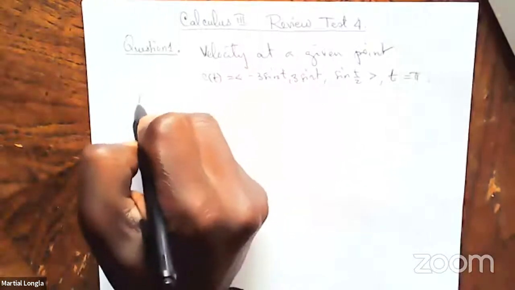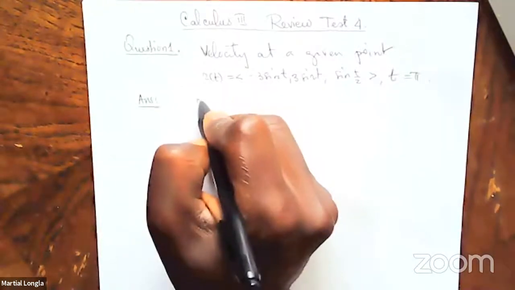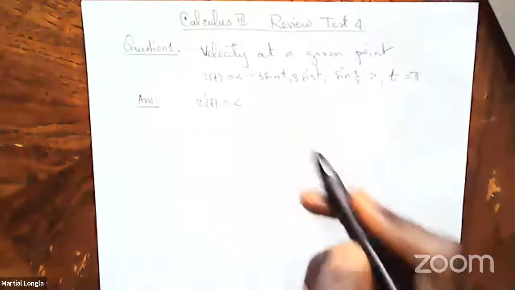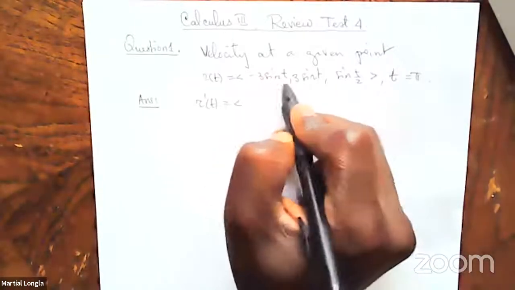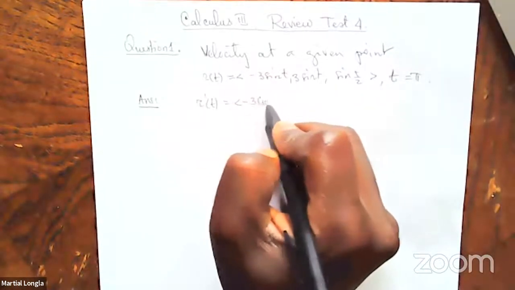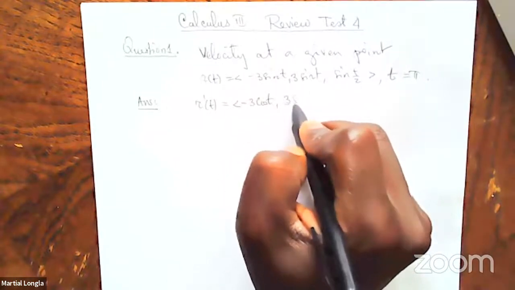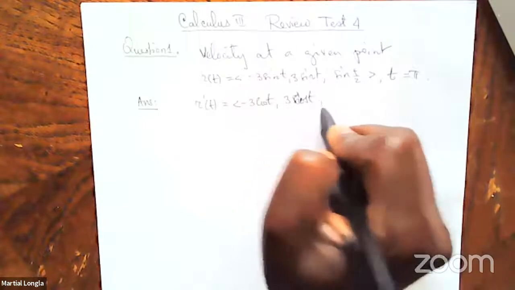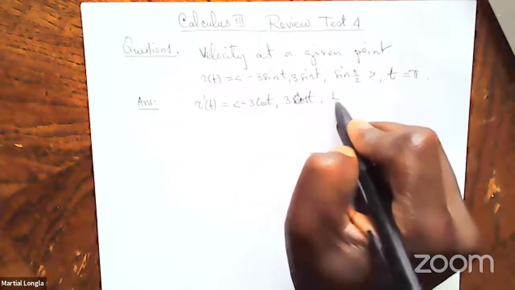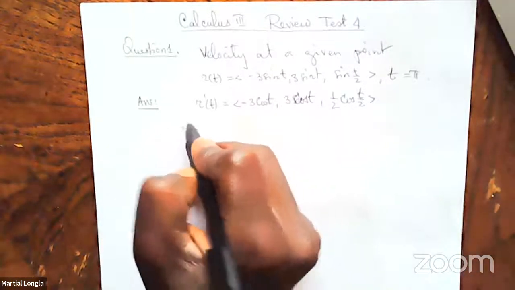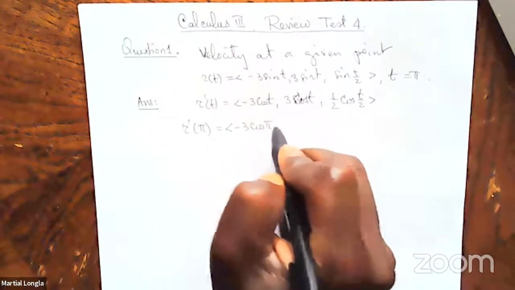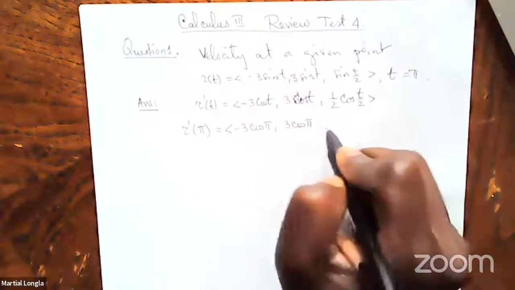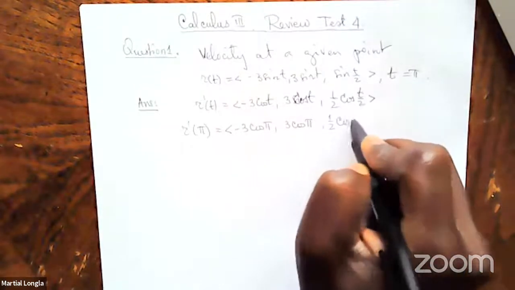And so you get r prime of t, that's the derivative of a vector. We learned the derivative of a vector, you need to take the derivative of each of the functions. Derivative of negative 3 sine t is negative 3 cosine t. Derivative of 3 sine t is 3 cosine t. And this is chain rule, that's 1/2 cosine t over 2. And then r prime of pi, that is negative 3 cosine pi, 3 cosine pi, 1/2 cosine pi over 2.